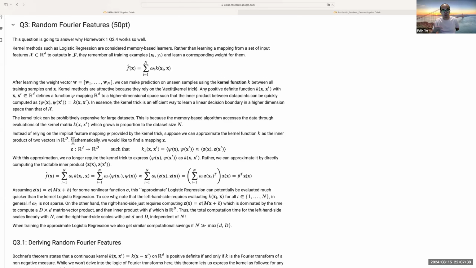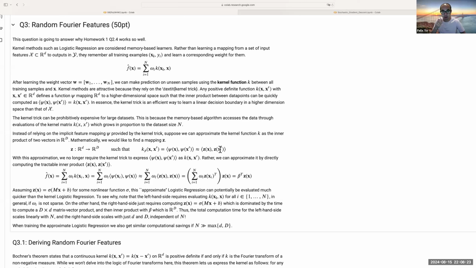What you can do, in fact what we already did, is create some feature mapping and combine it with the kernel trick. Suppose we can approximate this kernel function as an inner product of two vectors. Mathematically speaking, we want to find such a mapping Z so that the kernel of x and x' can be approximated. As we know, this is equal to phi(x) and phi(x'). I hope this could be approximated by Z(x) and Z(x'). Why is this important?